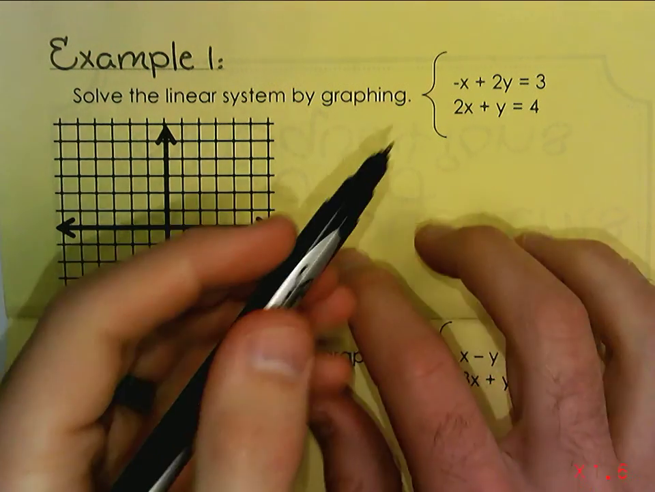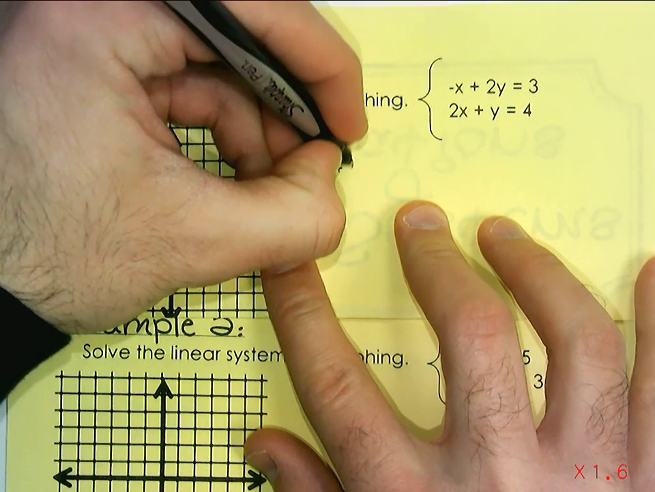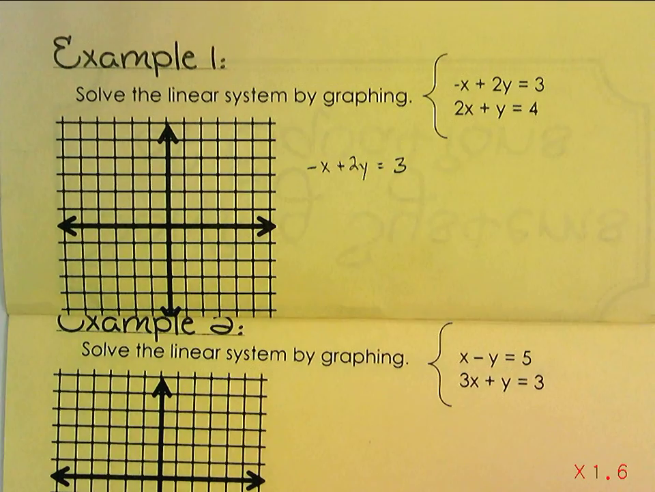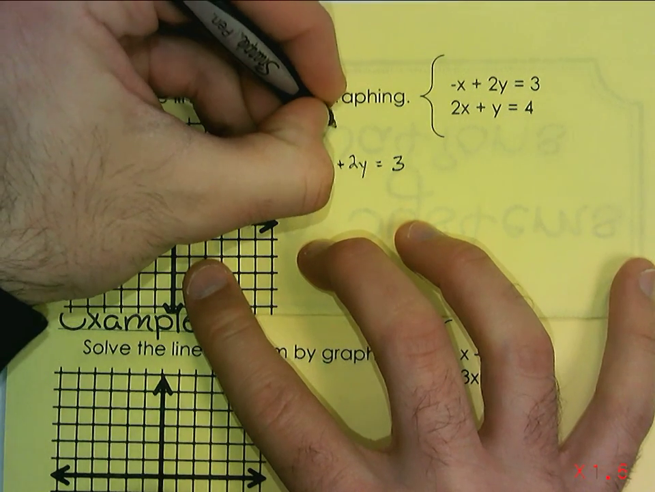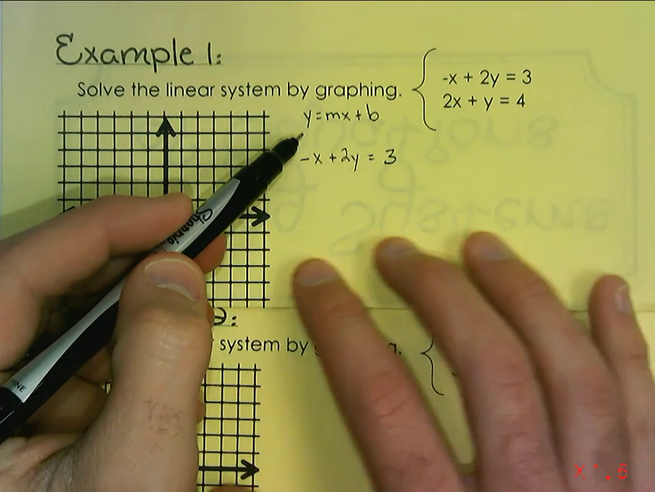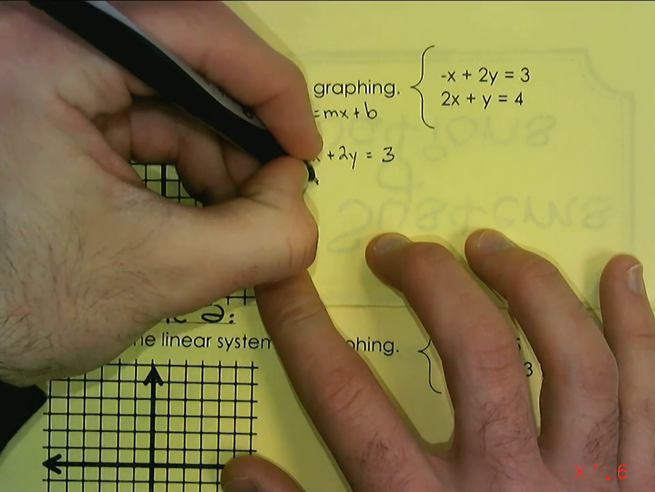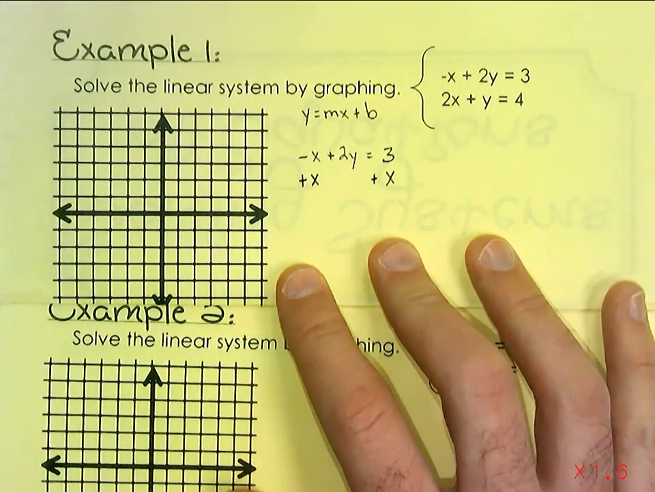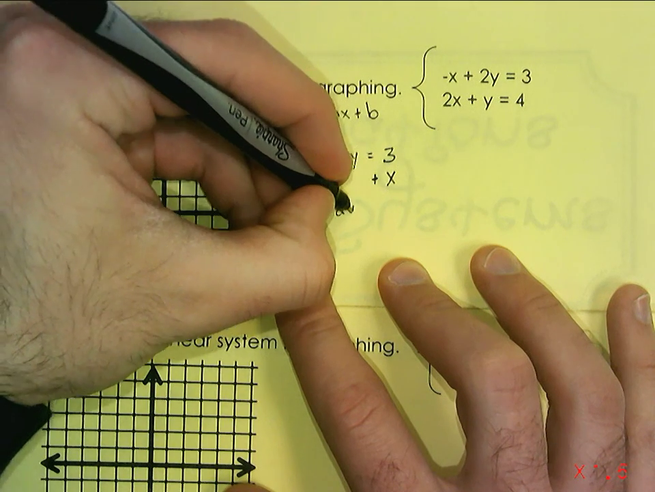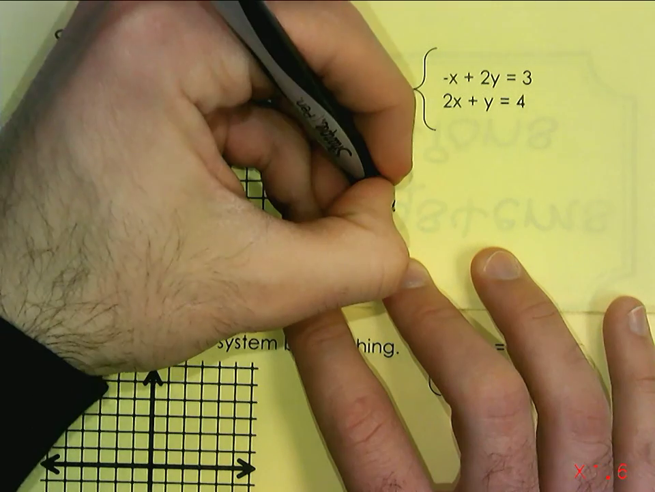So let's go ahead and change this first equation then to slope-intercept form. So negative x plus 2y equals 3. Now remember, slope-intercept form is y equals mx plus b. So I'll just write that here. So that means we need to get y by itself. So the first thing that I'm going to do here is add x to both sides. That means these will cancel, and we'll be left with 2y equals x, since it's positive, plus 3.